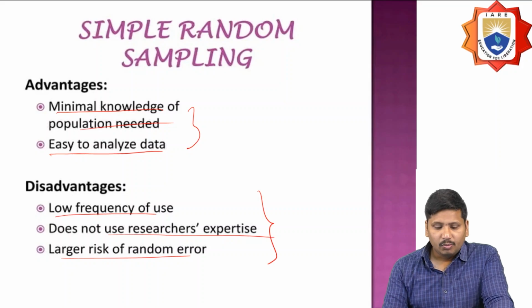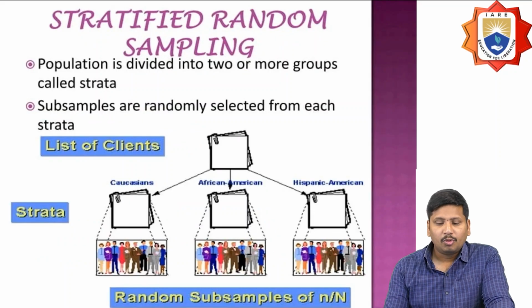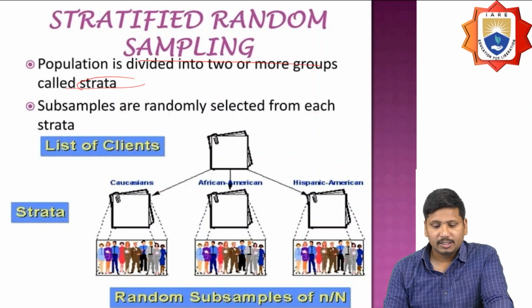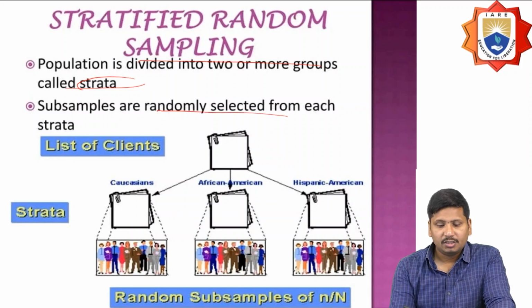When it comes to disadvantages, it should be low frequency of use and not require the researcher's expertise, and a larger risk of random error is the thing. Stratified random sampling: here the population is divided into two or more groups, what we call strata, and the subsamples are randomly selected from each.